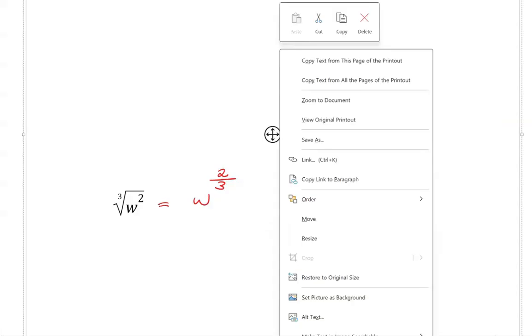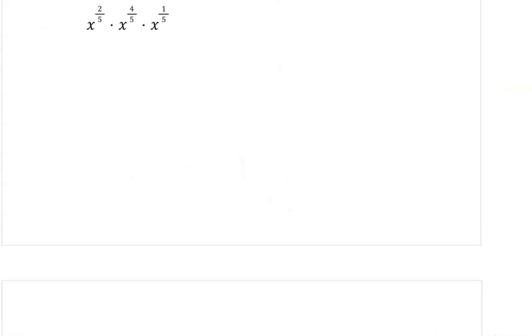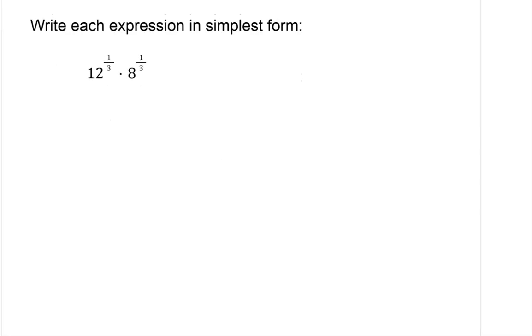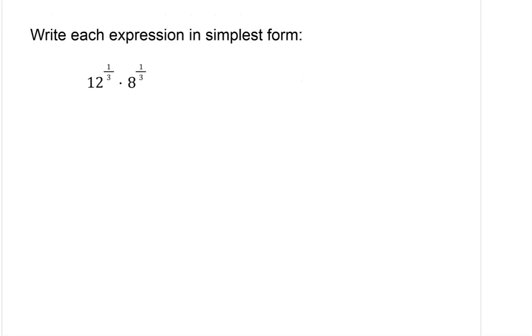Let's see, I think it says it here. Oh, wait, no. Let's see, there's 2 more, sorry. So now there's 2 examples of where you would need to write expressions in what we call simplest form.